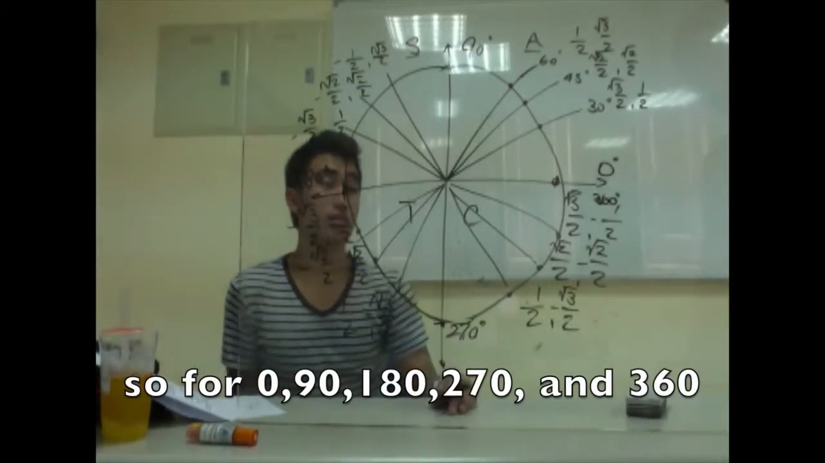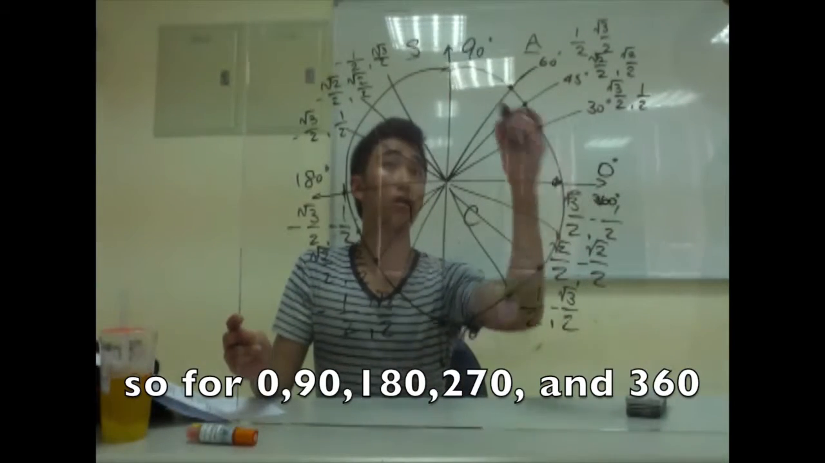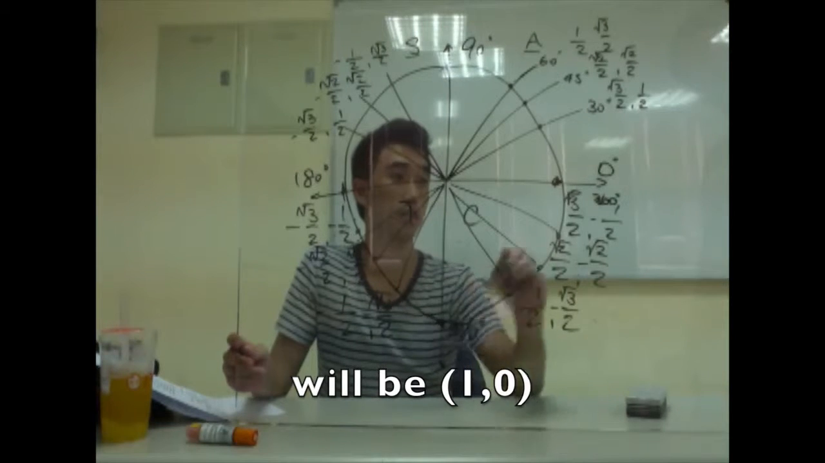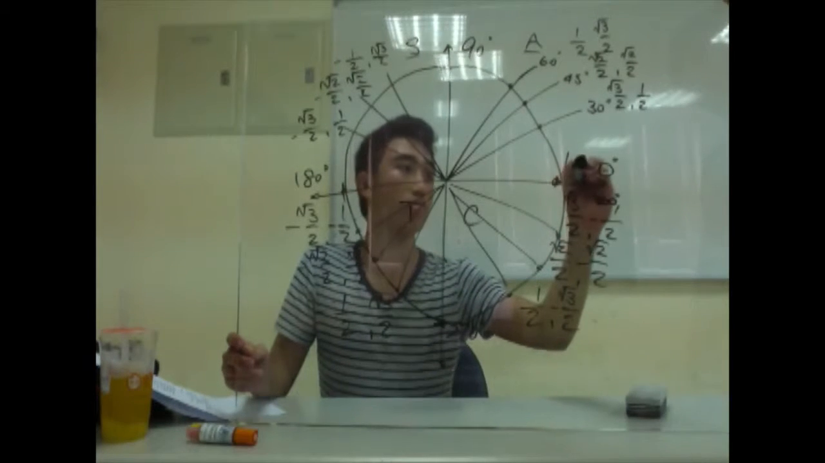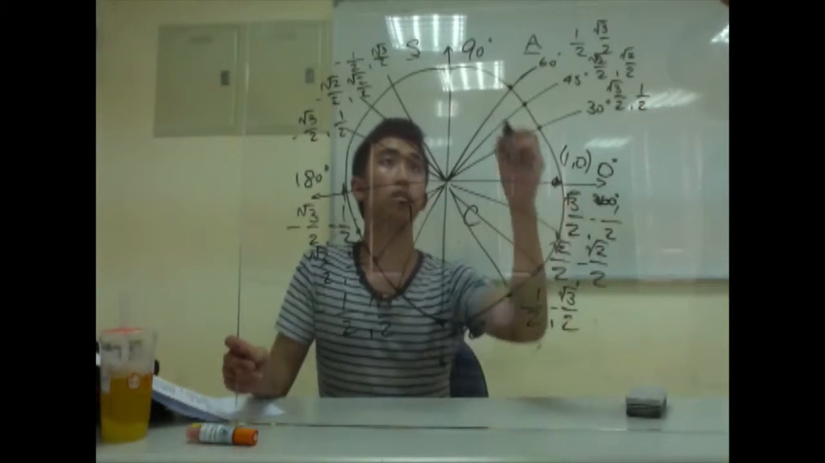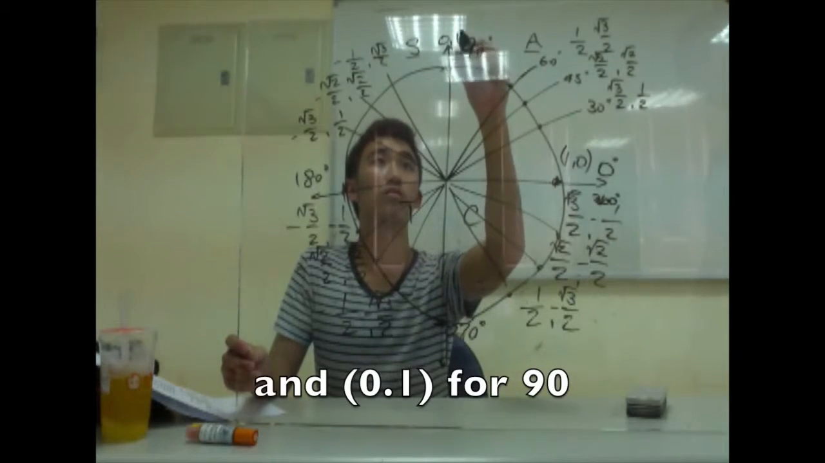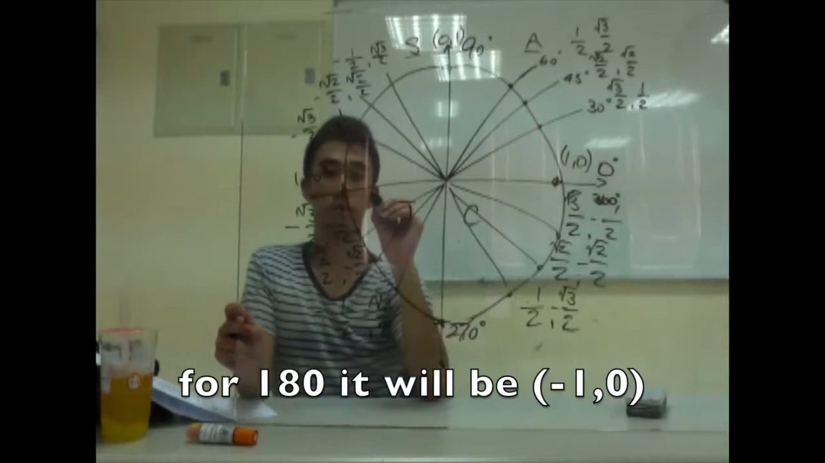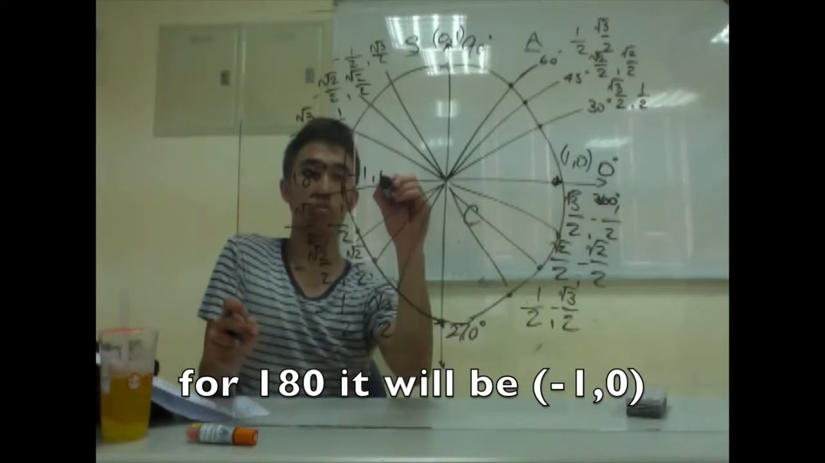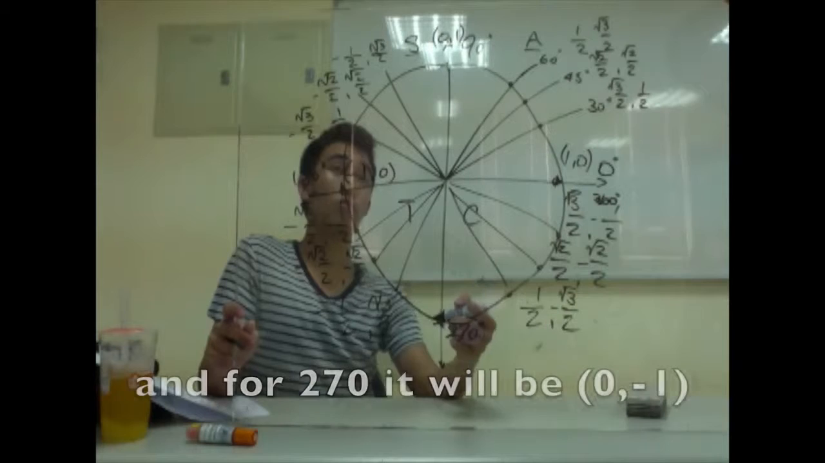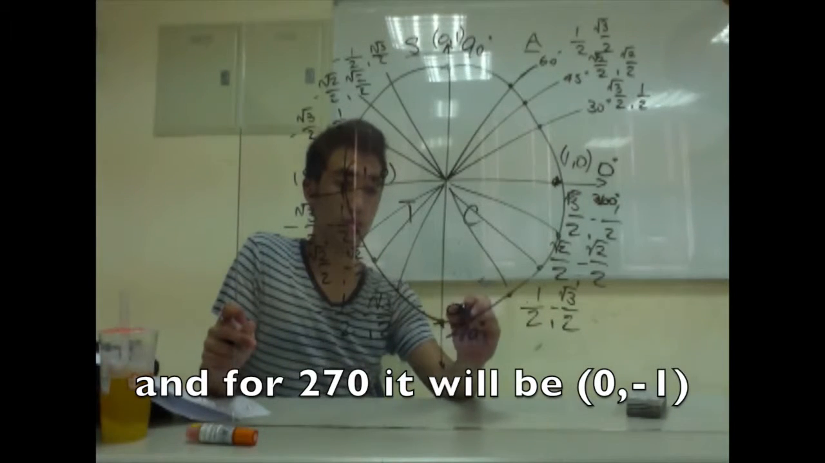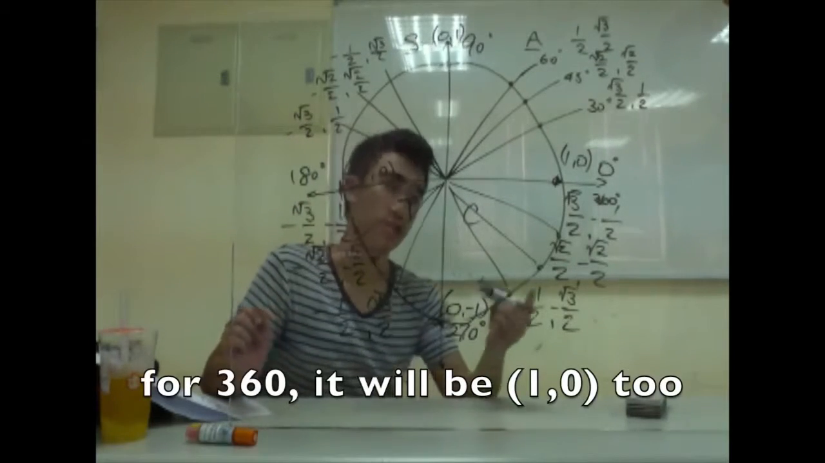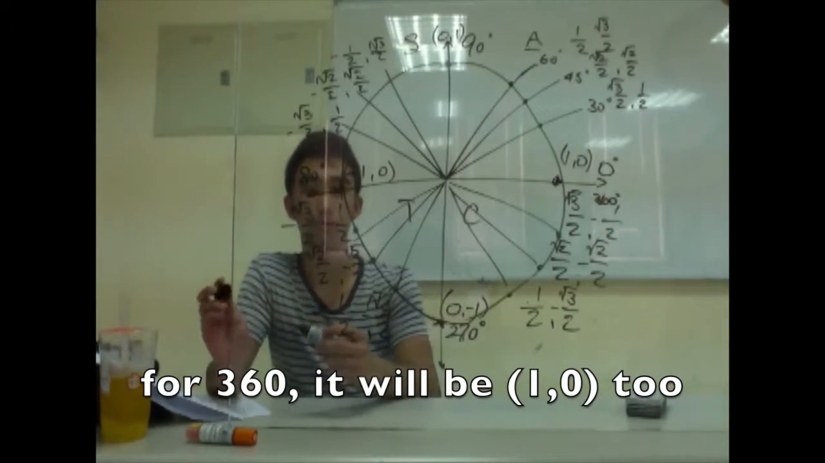For 0 and 90, the points right here will be 1, 0, and 0, 1. For 180, it will be negative 1, 0. For 270, it will be 0, negative 1. For 360, it'll be 1, 0.